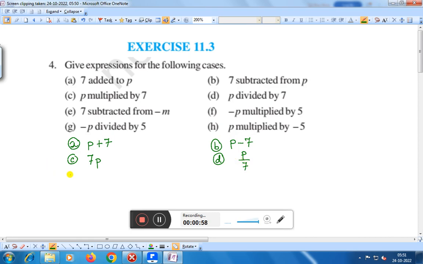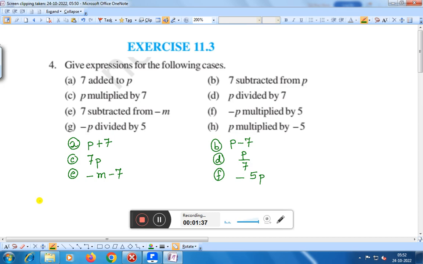Question number E, you see, question number E is 7 subtracted from minus m, minus 7, right? F is minus P multiplied by 5, that is minus 5P. Minus P is multiplied by 5.